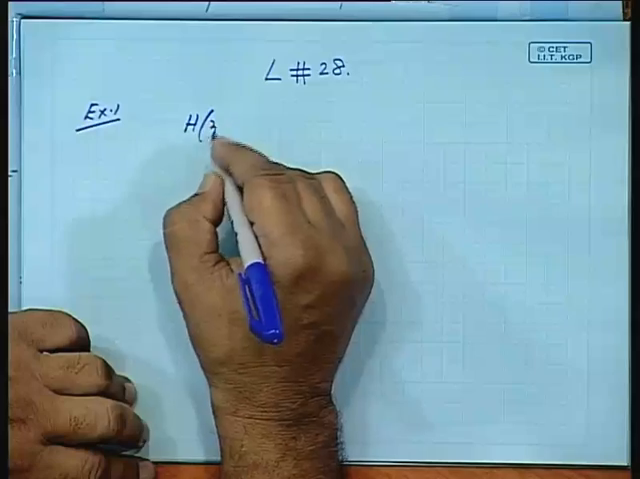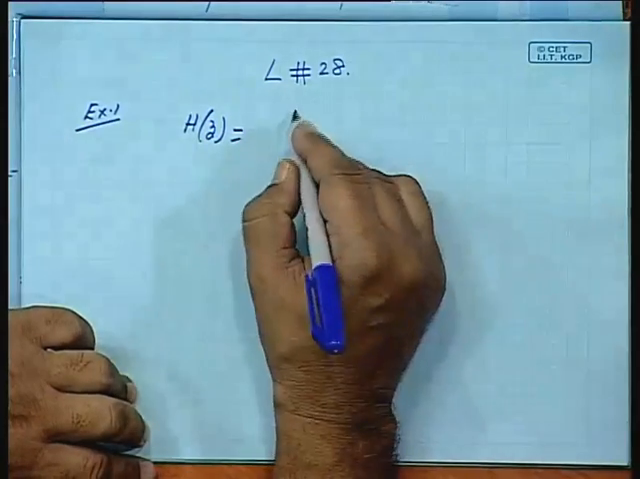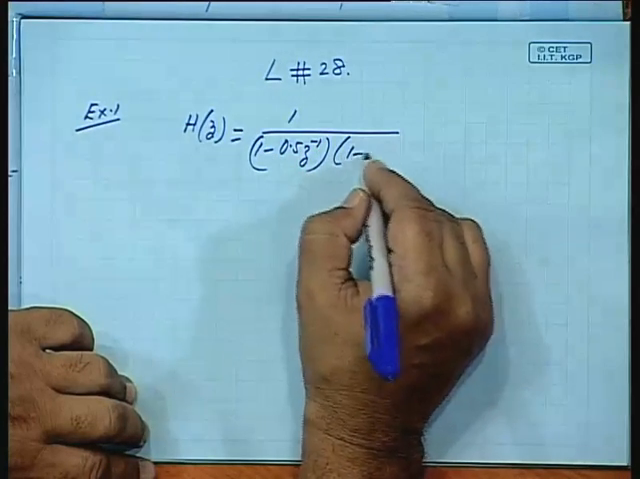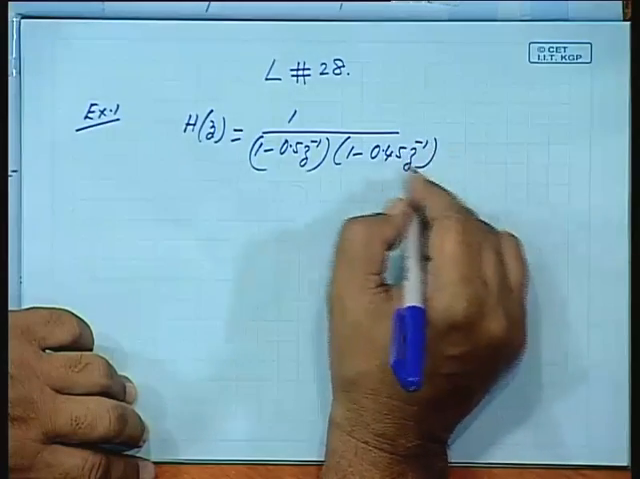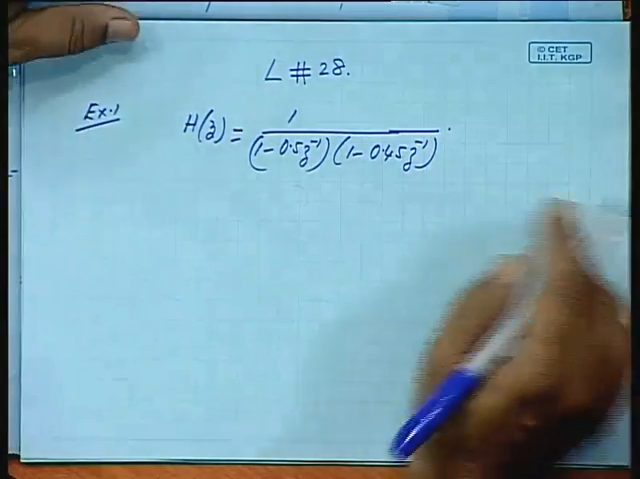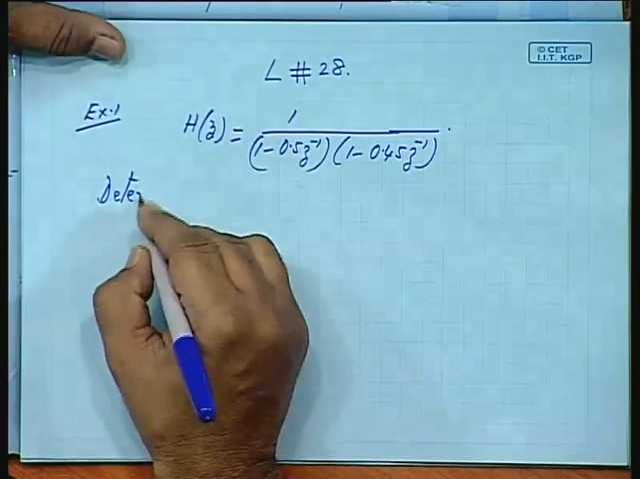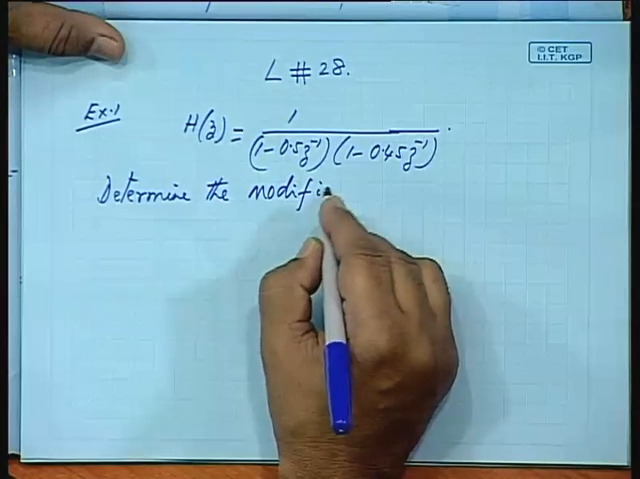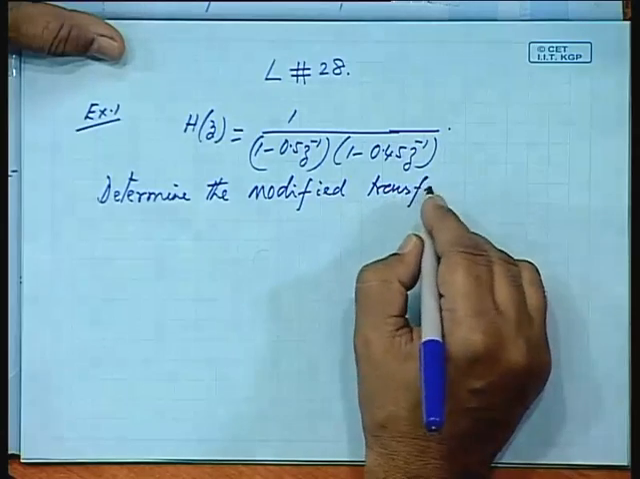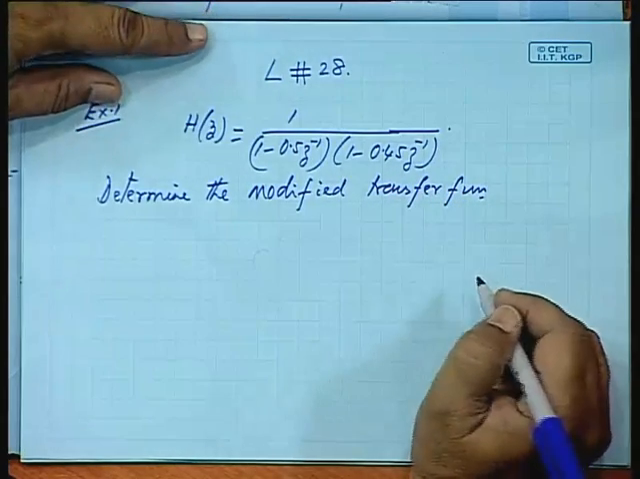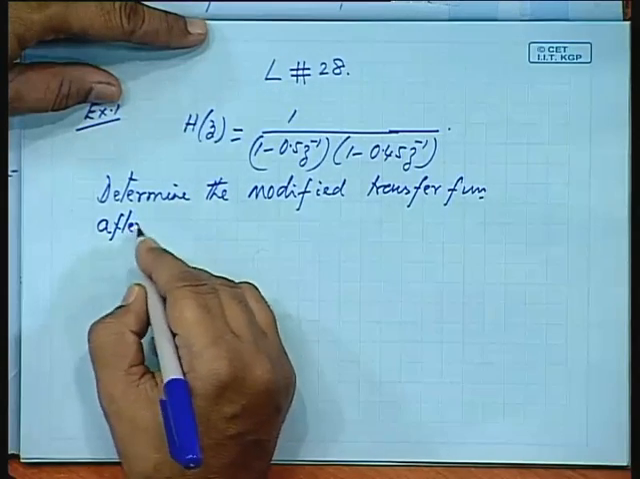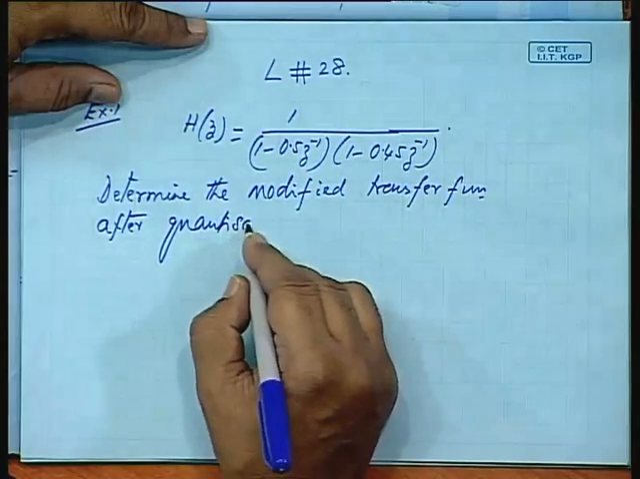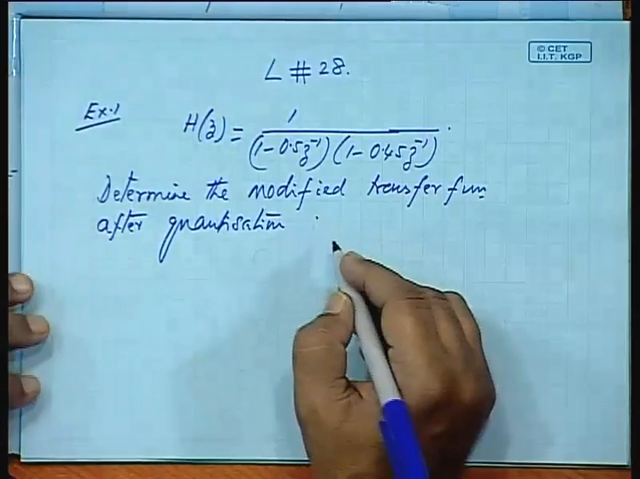Consider a transfer function H(z), a simple second order system. So, it is like this. Determine the modified transfer function after quantization of these parameters 0.5 and 0.45.